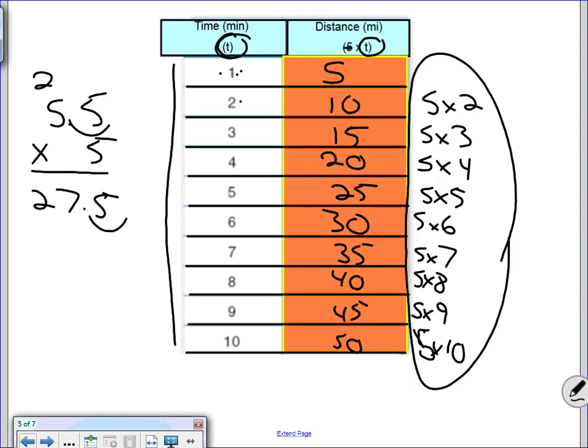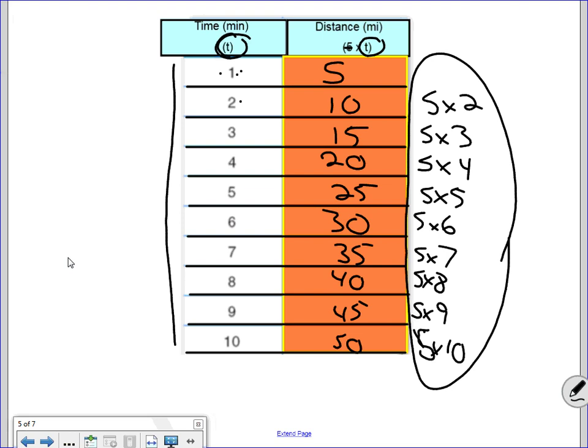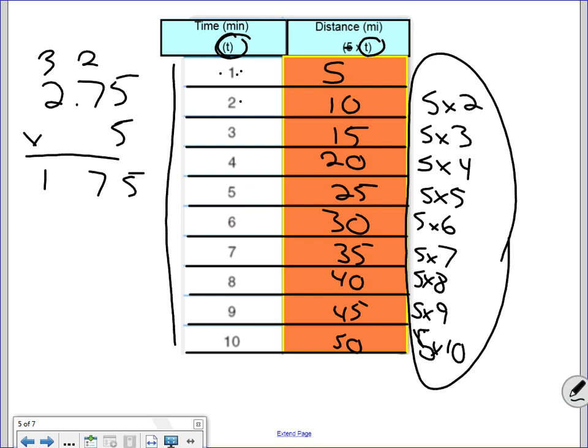Let's say at 2.5. Actually, let's go 2.75. Okay. So at 2 minutes and 45 seconds, that's what 2.75 would equal, times 5 miles per minute. 5 times 5 is 25. 7 times 5 is 35, plus 2 is 37. 5 times 2 is 10, plus 3 is 13. 2 numbers after the decimal.